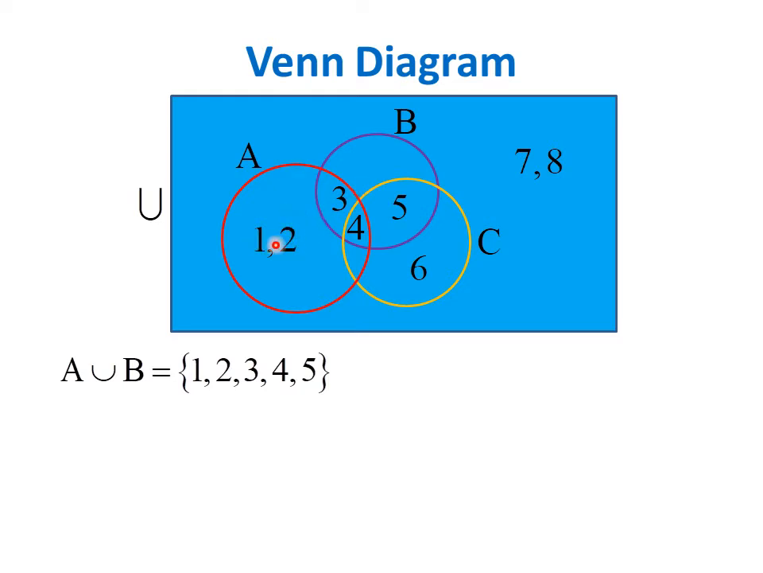Okay, what do we have? 1, 2, 3, 4, 5. So the union of sets A and B is the set of 1, 2, 3, 4, 5.